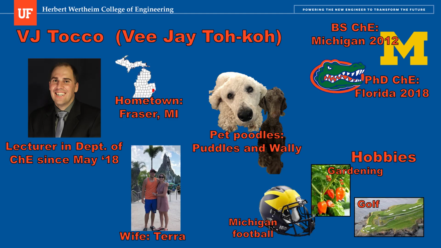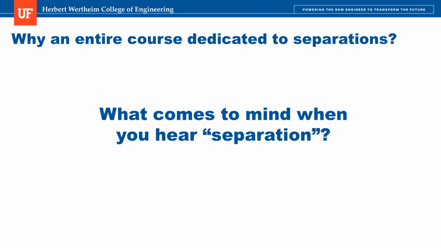Some other information and fun facts about me. My hometown is a small suburb in the Metro Detroit area called Fraser. I graduated undergrad in chemical engineering at Michigan in 2012, then came to Florida for my PhD, where I finished in 2018. My family consists of my wife Tara and 2 poodles, 8-year-old Puddles and 3-year-old Wally. In my spare time, I enjoy golf and gardening. This summer, I also started a new hobby of stand-up paddleboarding, which will hopefully distract me from the void of no Michigan football this fall.